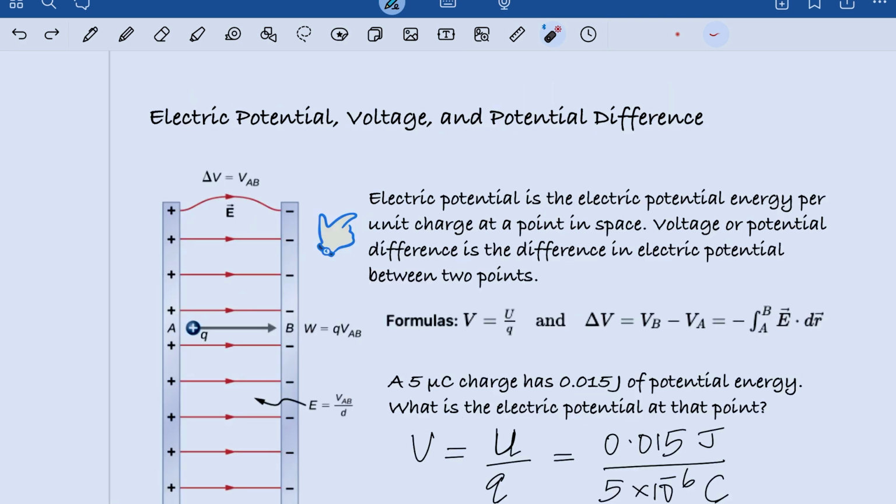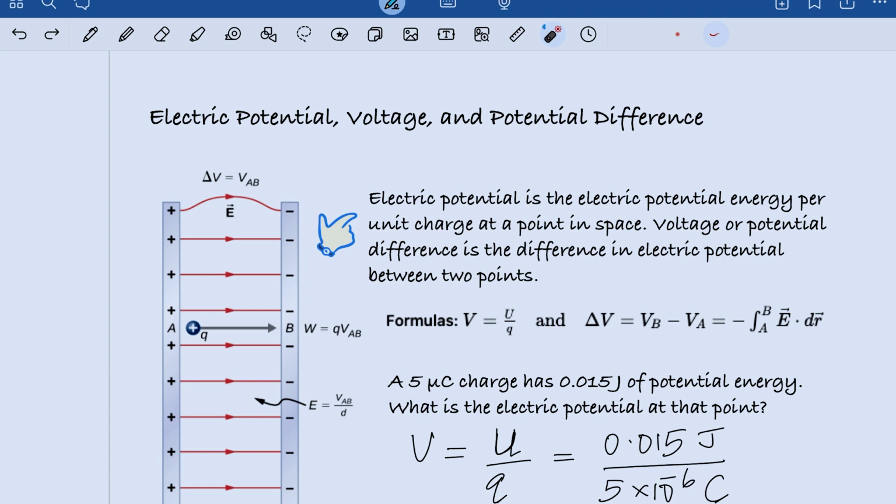We have now looked at electric potential. We've looked at work, electric potential. There's another thing called potential difference. We also call it voltage. Voltage is just another term for electric potential.